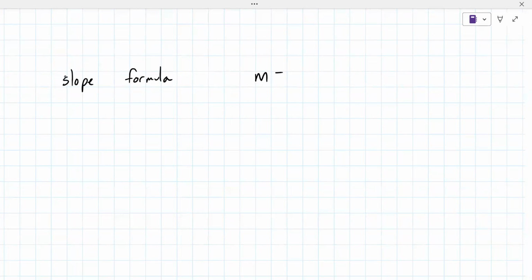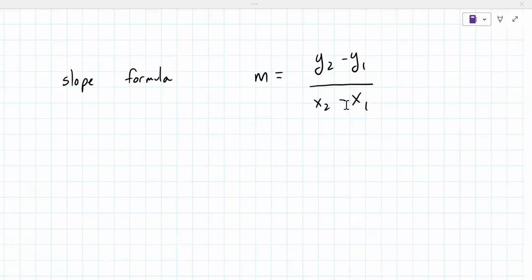So the slope formula is as follows: y2 minus y1 over x2 minus x1. These are what are called subscripts. When you have two different y's, you have to add a number to differentiate between them. And I think what's challenging is knowing why there are two numbers. Well, it's because you're going to have two points.